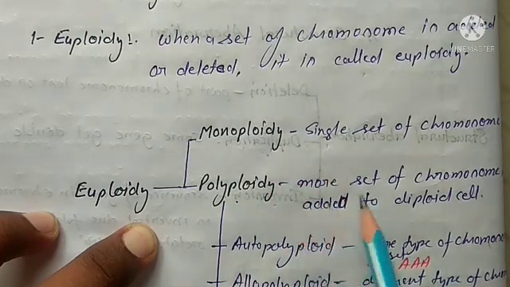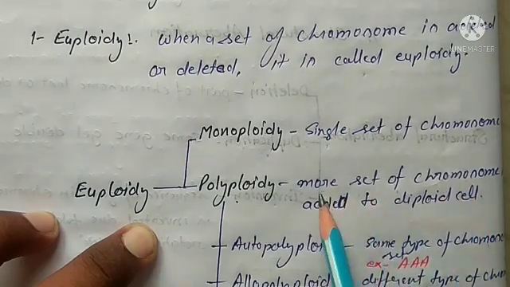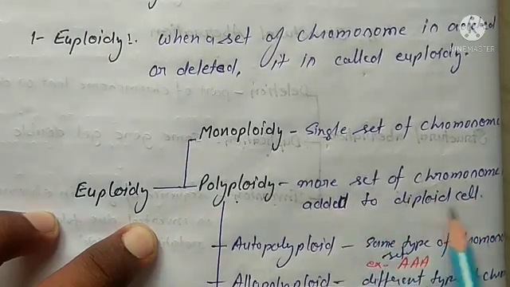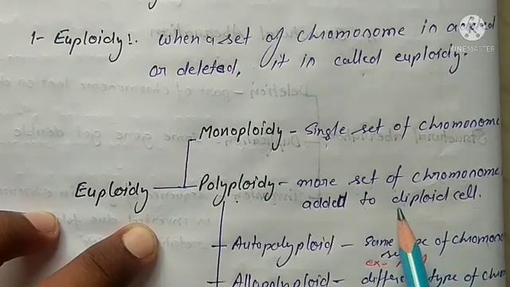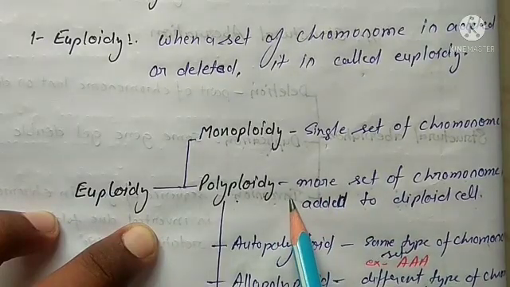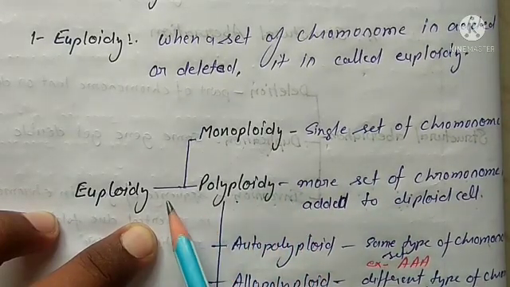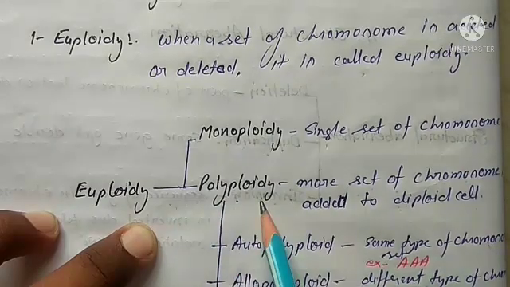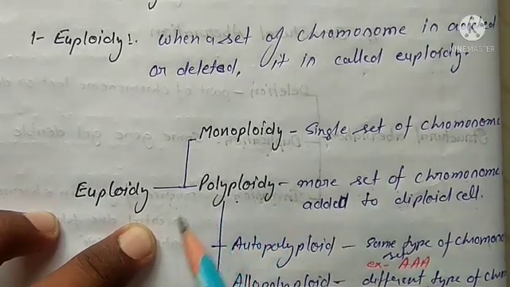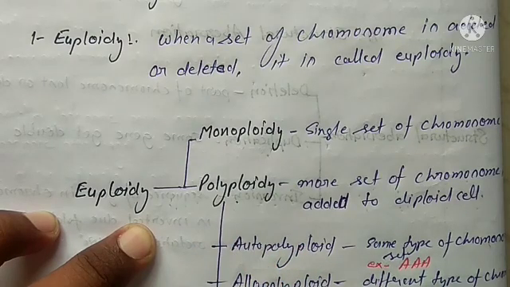Or when more than two sets of chromosomes are added in a diploid cell, that type of numerical aberration is known as polyploidy. It is a very important question in exams: the difference between euploidy and polyploidy. Euploidy means a set of chromosomes is added or deleted in a diploid cell.